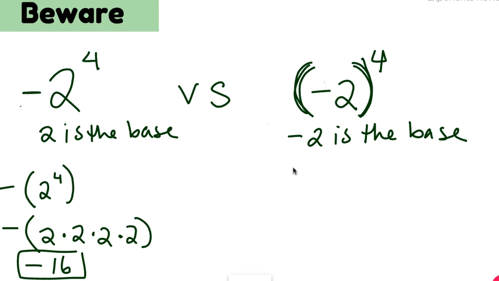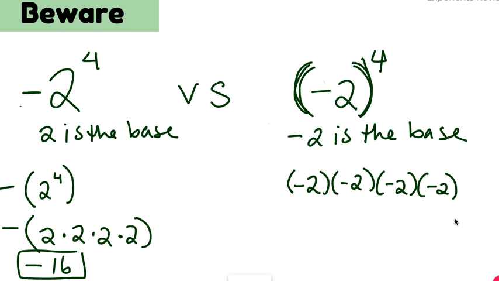Now the second example, that means negative 2 is to the fourth power. That means I have 4 negative 2s that I'm multiplying. Negative 2 times negative 2 is 4. 4 times 4 is positive 16. In this case, you actually get two different answers. So it's very clear that these are not the same problem. This is going to be the number one thing that you've got to pay attention to with these negatives.